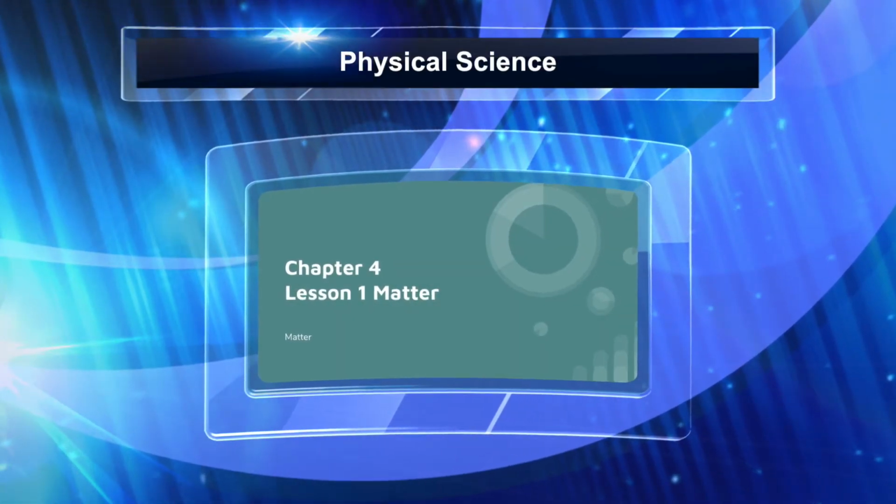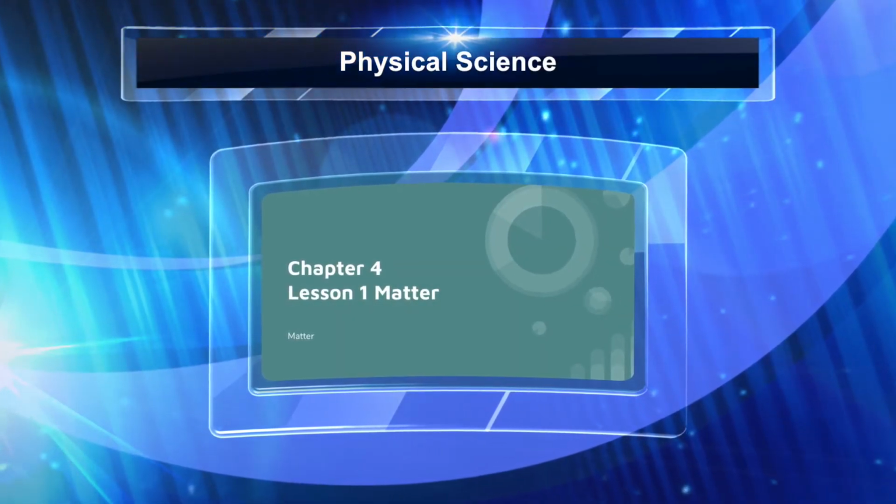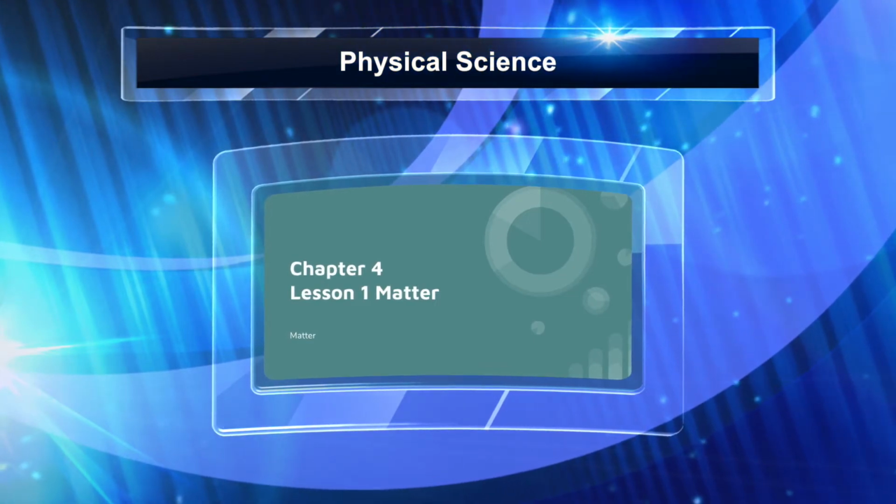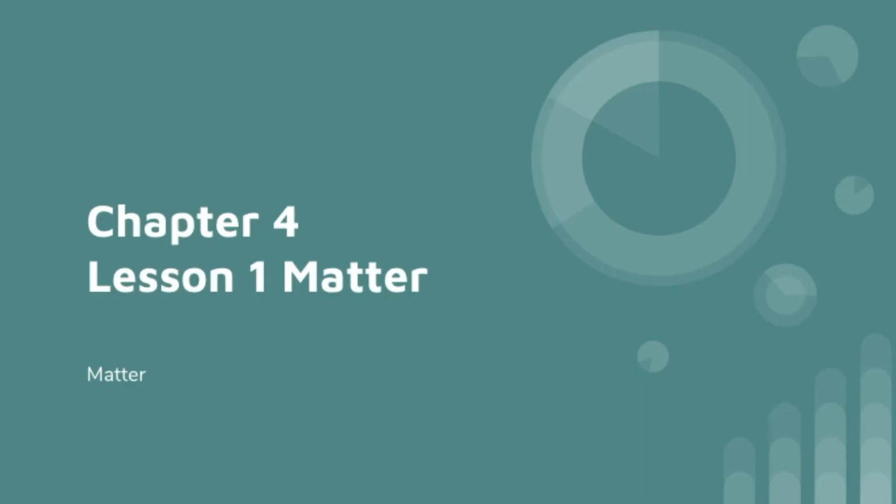Chapter 4, The States of Matter, Lesson 1, Matter. On page 102 in your textbook, I'm looking at the left-hand corner, and we're going to look at the objectives for today's lesson. Students will recognize that matter is made of particles in constant motion, and students will relate the three states of matter to the arrangement of particles within them.